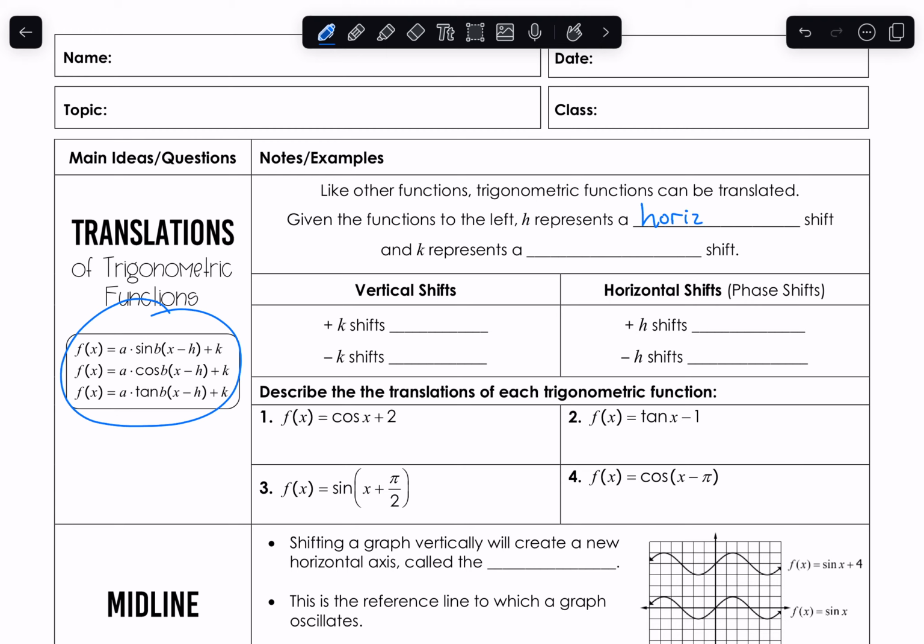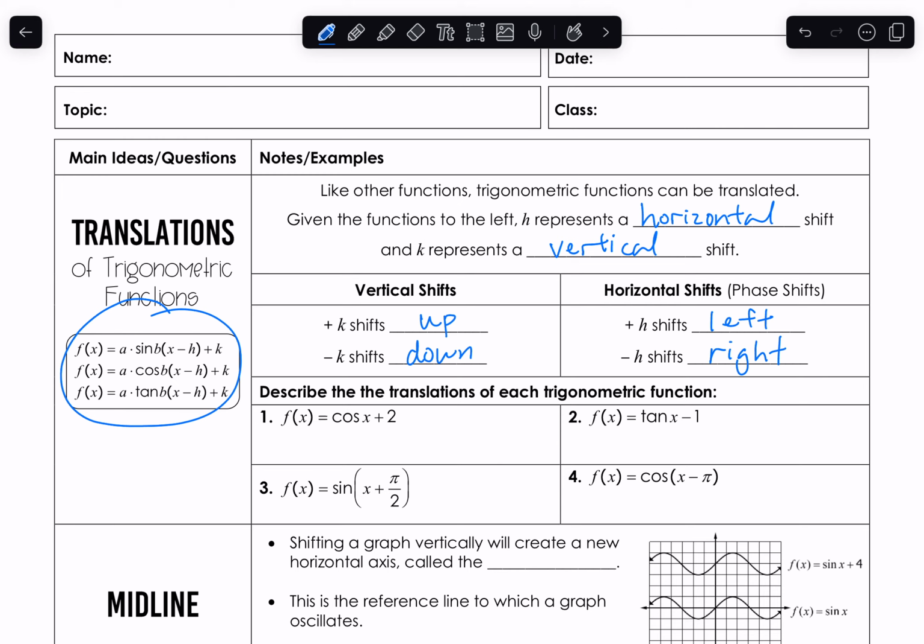It's kind of easy to remember. H is horizontal. And then k represents a vertical shift, and is on the outside. Okay? So when k on the outside is positive, it makes it go up, and negative k makes it go down. I think that's pretty straightforward. We're shifting it upwards or downwards. Now remember, it's backwards with horizontal. So if it's something plus h, that's telling me to go to the left, and if it's minus h, it tells me to go to the right.